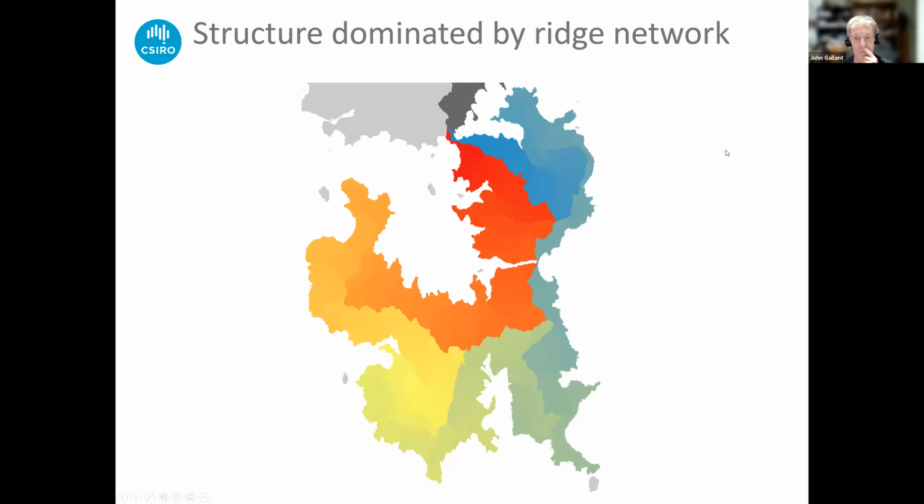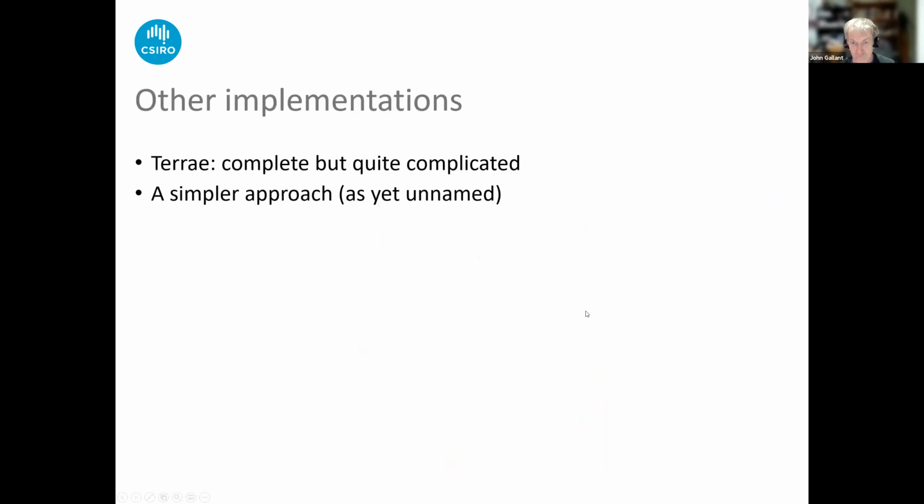Here's a part of the island which is a peninsula, so most of the water's flowing off the sides. So the structure here is dominated by the ridge network rather than the channel network. So that's the D8 implementation and some of the things you can do with it.